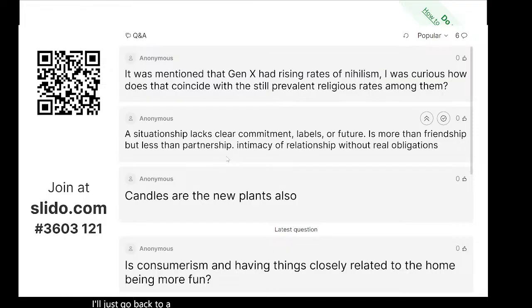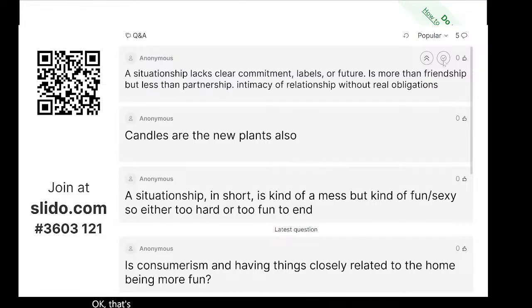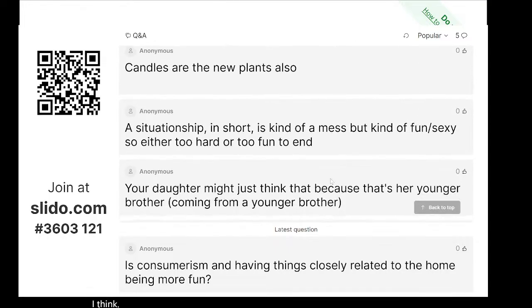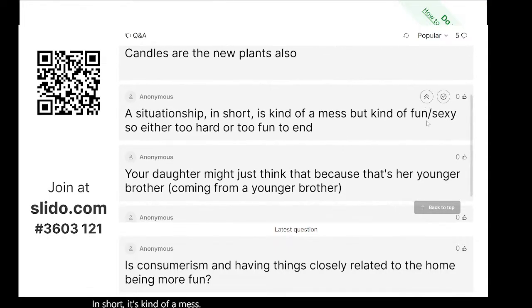Okay. Candles are the new plants also. Okay. That's so funny. Candles. It's more than a friendship, less than a partnership, intimacy of relationship without real obligations. That helps a bit, I think. In short, it's kind of a mess, but kind of fun, sexy. So either too hard or too fun to end.